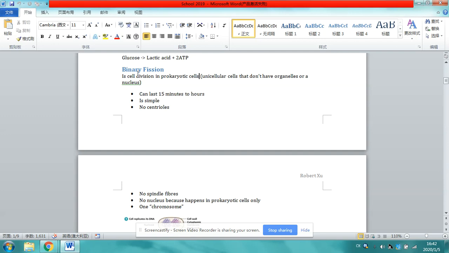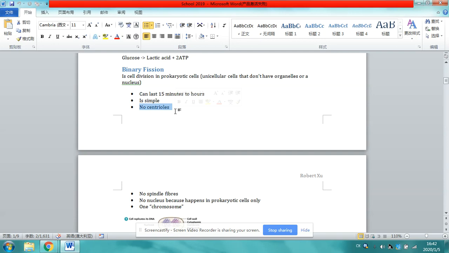This means prokaryotic cells are simple cells, unicellular cells that don't have organelles or nucleus. And this process can last 15 minutes to hours. It's really simple and there are no centrioles.